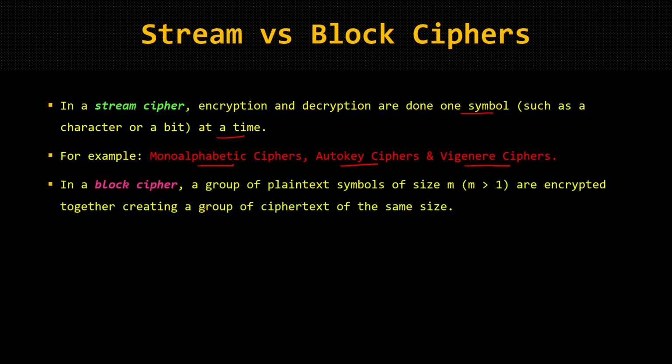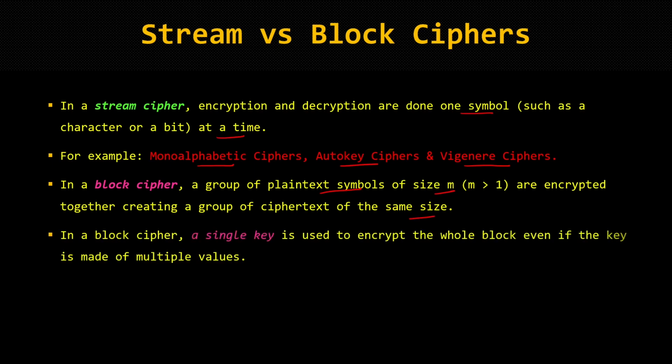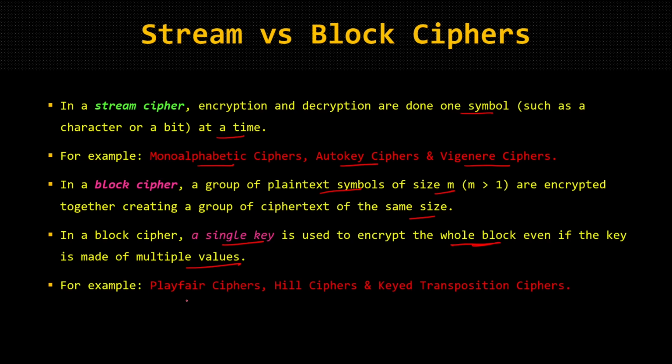But a block cipher is a cipher where a group of plaintext symbols of size m are encrypted together, creating a group of ciphertext of the same size. In a block cipher, a single key is used to encrypt the whole block, even if the key is made up of multiple values. For example, we have seen Playfair ciphers, Hill ciphers, and keyed transposition ciphers of this category.